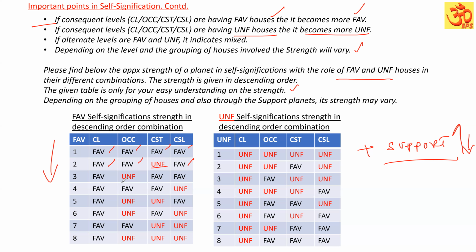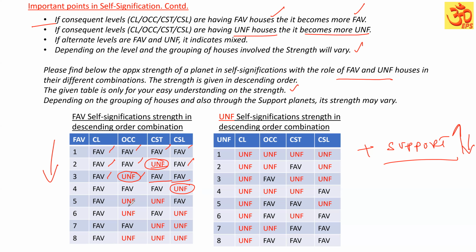Next one is where CL is good, OCC is unfavorable, CST is favorable, and CSL is favorable. So only OCC is unfavorable. Compared to the second, this is going to be weaker. Then the next one is where CSL is unfavorable. All the others are favorable, but the result is going to be unfavorable.